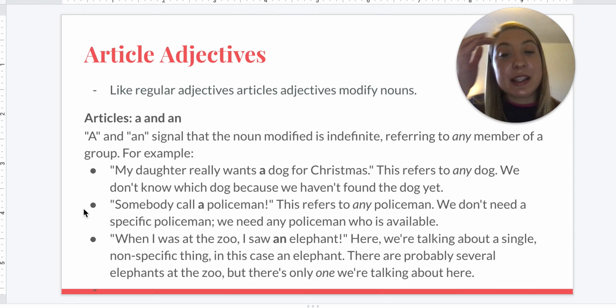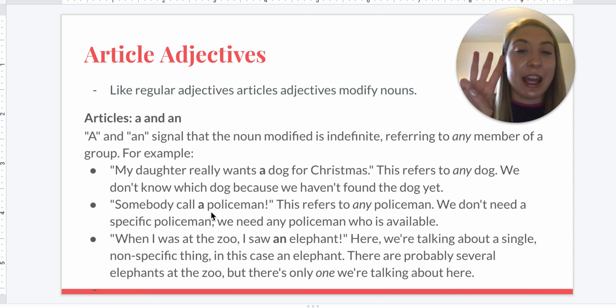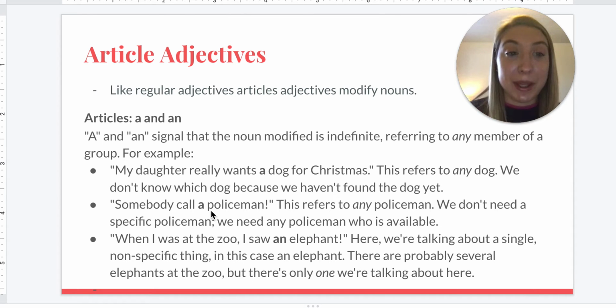So now if we said somebody call a policeman, our noun is policeman, and I see that it is singular, and it's non-specific because we could be talking about any policeman that's working right now, and it starts with a consonant, which is P. So that means we have A at the beginning because it doesn't start with a vowel. So they don't need a specific policeman, they just need any policeman that is available. That's what we mean by non-specific.